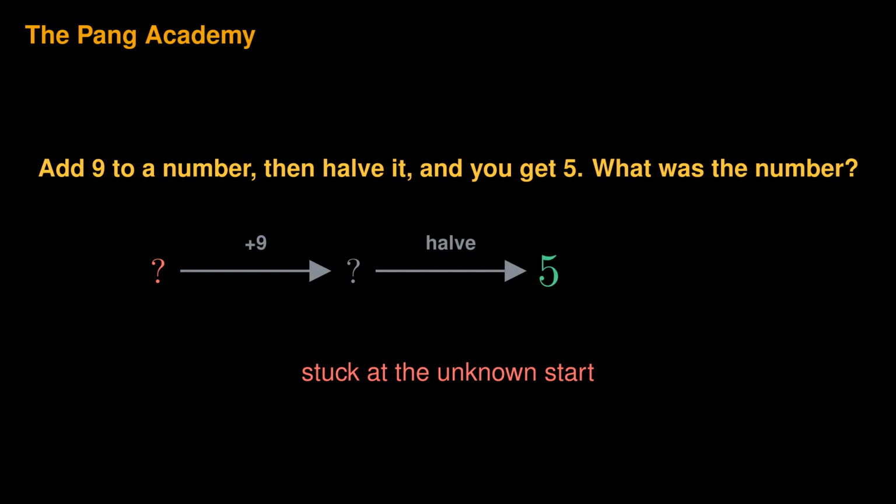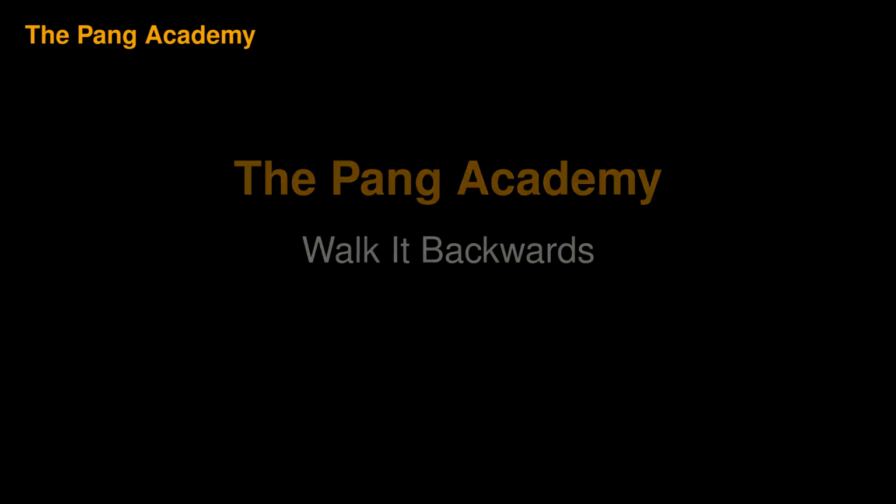But you do know one thing for absolute certain, and that is where you finished. You ended on 5. So stop trying to go forwards and start from that 5 instead. Here is the whole idea. Begin at the answer you know, the 5, and walk the steps backwards, undoing each one with its opposite operation as you go. Work in reverse, so tackle the very last thing that was done first.